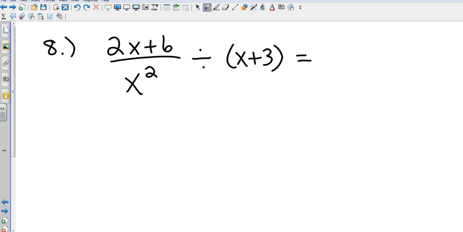Okay, number 8. 2x plus 6 divided by x squared divided by x plus 3. Okay, remember to make the x plus 3 into a fraction, and you should be thinking keep, change, flip right now.